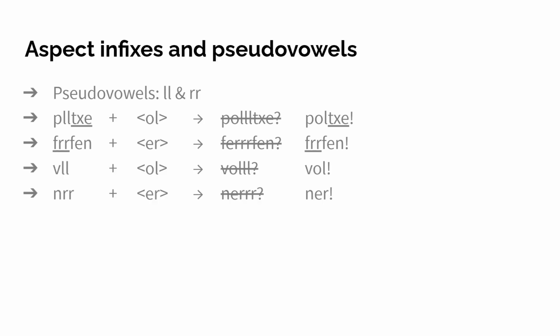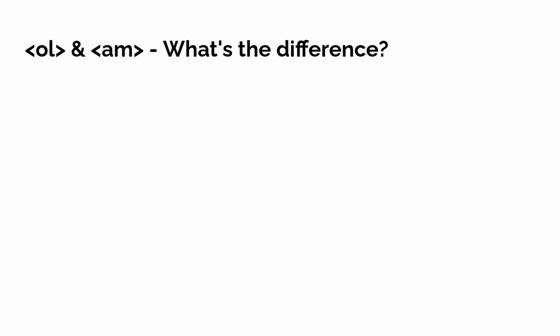If we have a one-syllable verb with a pseudovowel, then this actually counts as unstressed. So vl plus ol becomes vol, and nr plus r becomes ner. So maybe some of you are now wondering, what is the difference between ol and am? Because holahau I slept, hamahau I slept, what's the difference? And this can be a bit tricky to understand, but let's look at some examples and see if we can make sense of it.